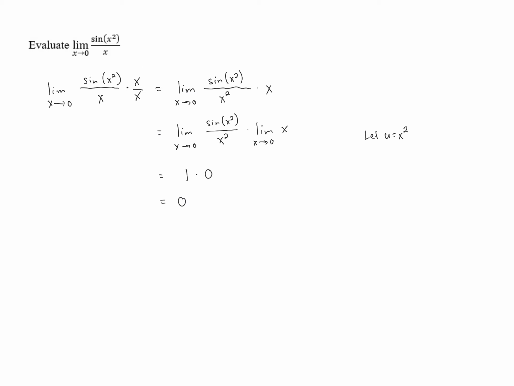I know that all of the other examples we've seen so far have had limits that are not 0, but it is definitely possible to end up with 0 as a limit, as we've seen here.